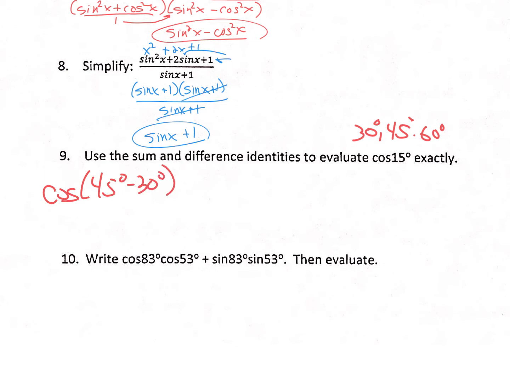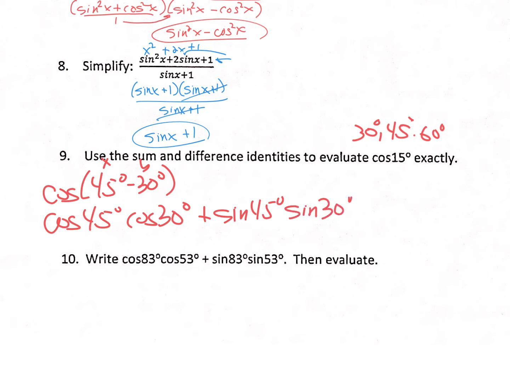All I'm going to do is find my cosine x minus y, and let the 45 be my x and my 30 be my y, and just work it out. So I'm going to get cosine 45, cosine 30, plus sine 45, sine 30. Now those are values you're supposed to know. Cosine 45, always square root of 2 over 2. Cosine 30, always square root of 3 over 2. Sine 45, square root of 2 over 2. Sine 30, always a half.